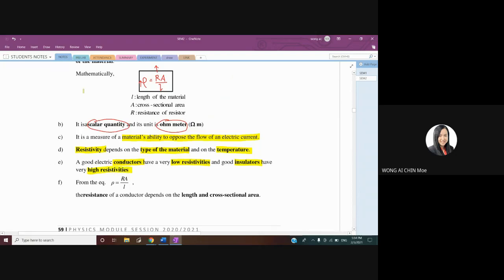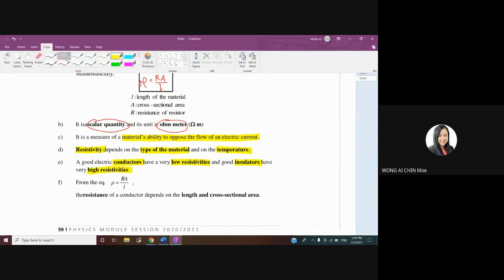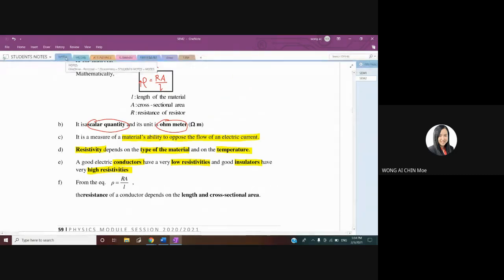Meaning that for a conductor, the current is easier to flow. Resistivity high means that it is an insulator, meaning that the current is difficult to flow.